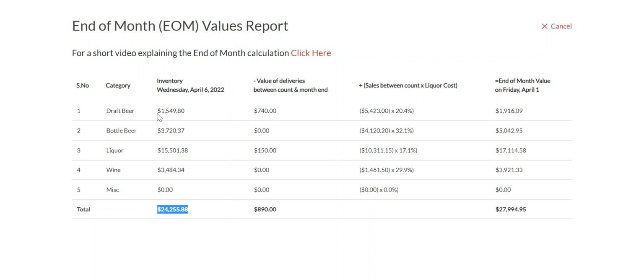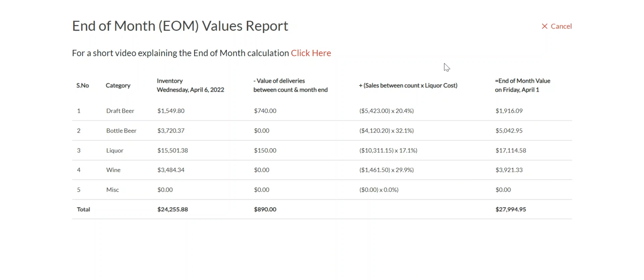Essentially, we take the known value from the 6th, we minus the value of deliveries because they weren't present on the 1st, and then we add the value of what was poured between the 1st and the 6th, because that product was still there on the 1st. The result is an accurate number that you can use to pass on to your bookkeeper and do your true month liquor cost calculations. And in this case, the answer is just about $28,000.